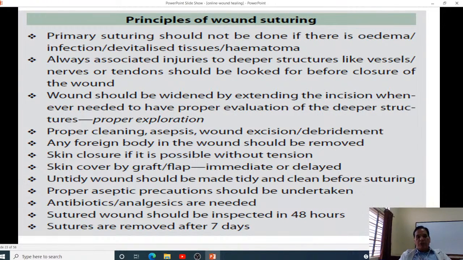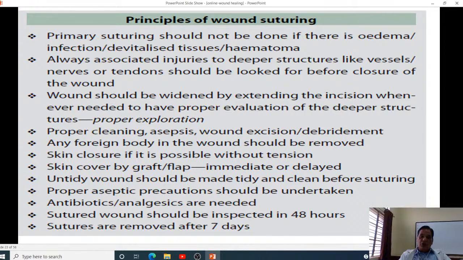After that, it is proper cleaning, all the procedures of asepsis, excision of the wound and debridement, removal of foreign body, and skin closure if possible, only without tension. If not, skin covered by a flap. Here, the flap can be immediate or delayed. In extremity injuries, if it is a superficial injury with dermis, primary skin grafting is always preferred. This saves a lot of time, a lot of infection, a lot of cost also.